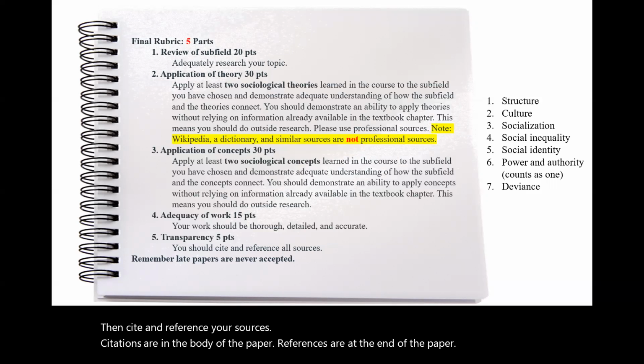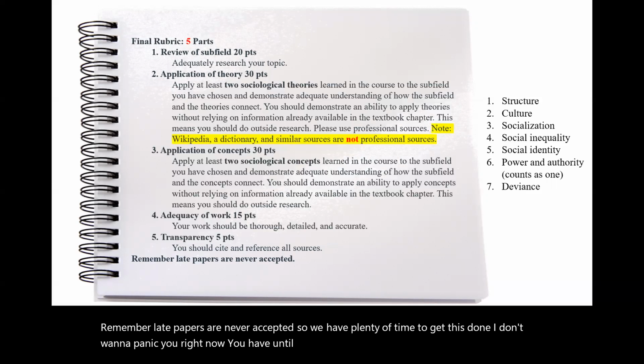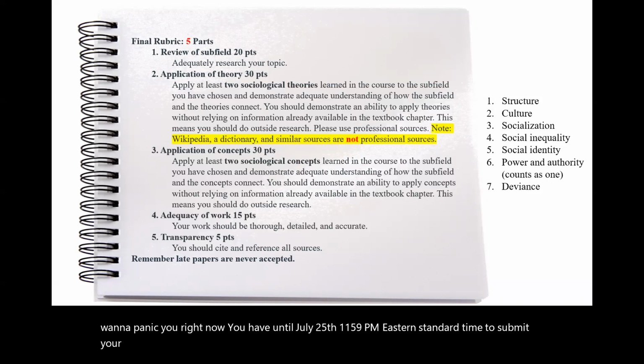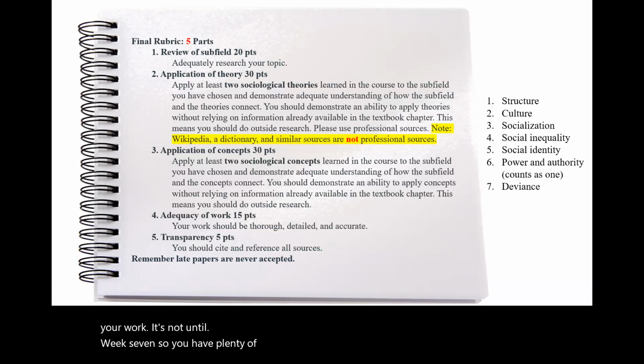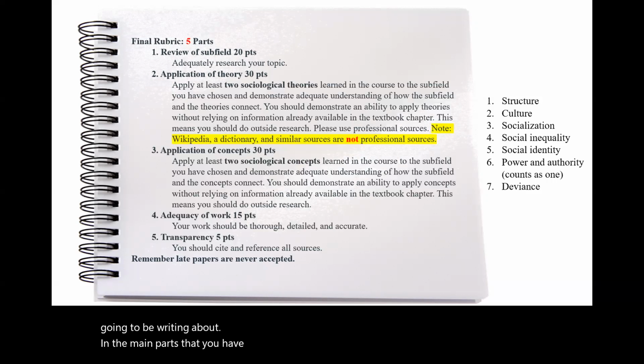Remember, late papers are never accepted. So we have plenty of time to get this done. I don't want to panic you right now. You have until July 25th, 11:59 p.m. Eastern Standard Time to submit your work. That's not until week 7, so you have plenty of time. Maybe right now you might kind of explore what you're going to be writing about and the main parts that you have to include.